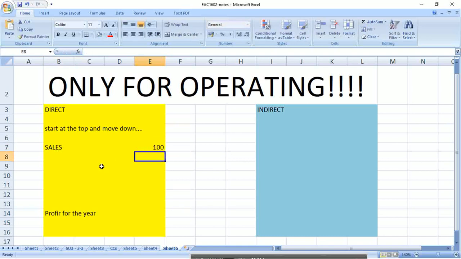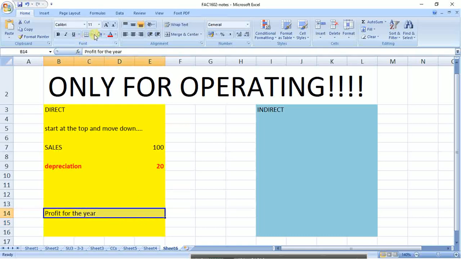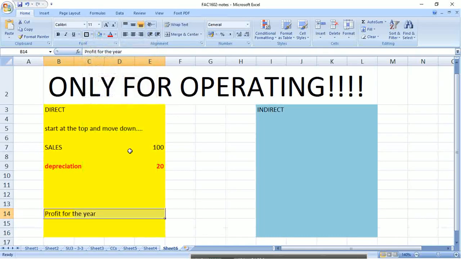Okay, but now we've got depreciation as an expense. Is depreciation an expense that you can see? Yes, you can. So now depreciation is, let's say, 20. What would the profit for the year be? 80. Yes. So the profit that you would disclose to your users at the end of the year would be 80.